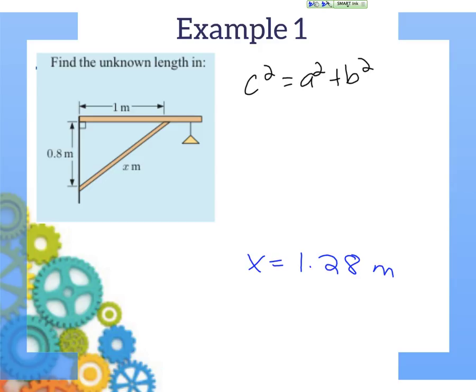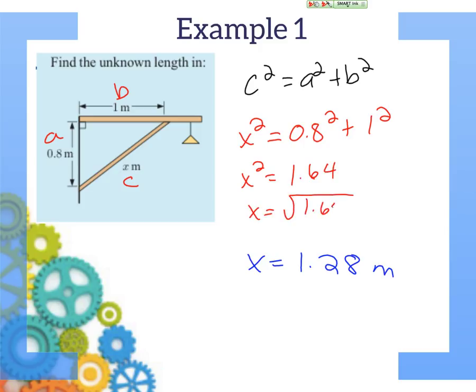Alright, so I'm going to go through it in case we didn't get there, but we do have the right, perfect answer right now. We know that our legs are A and B, our hypotenuse is C, so x squared equals 0.8 squared plus 1 squared. Does it matter the order these two numbers are in? Does not, so we end up with x squared equals 1.64. X is going to be the square root of 1.64, and we get 1.28 meters. All right.